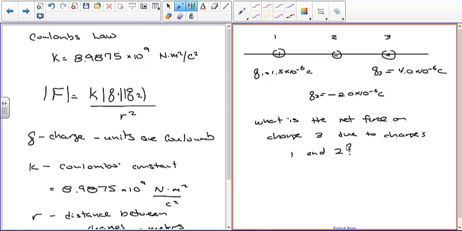We need to put in some distances. I didn't put the distances in yet, so let's do that. We need to know how far these things are apart. Between these two is 1.2 meters, and the distance between these two charges is, this is not to scale, 2.0 meters.